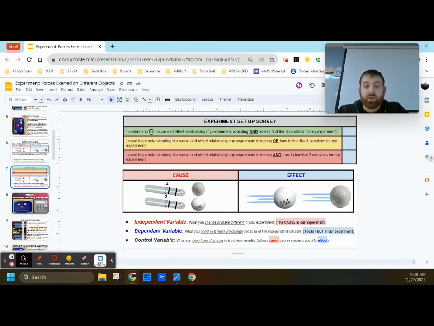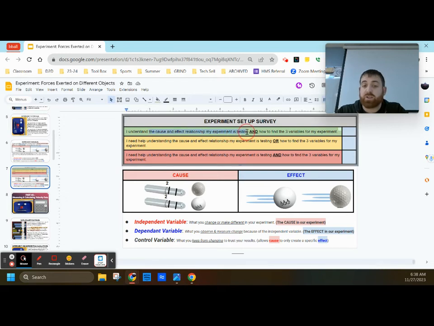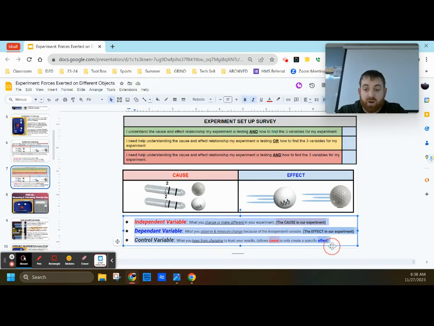So take a second. Do you understand the cause and effect relationship that we're testing in our experiment? Cause and effect. Do you understand how to find the 3 variables within our experiment? So thinking about our experiment here, go ahead and take a second to fill out your survey. The next task is going to help you break down those variables. If you have questions, reach out. Otherwise, good luck.